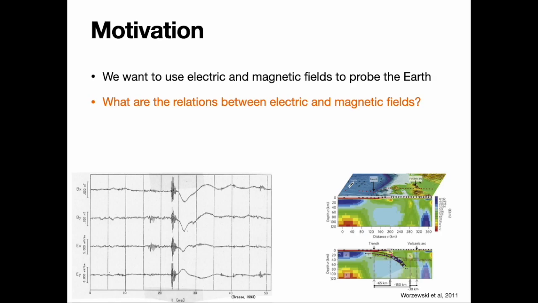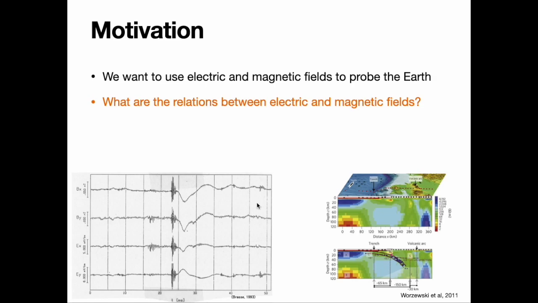So what's the motivation? The motivation is that we want to use electric and magnetic fields to probe the interior of the Earth. So we want to be measuring some quantities, like components of the magnetic field at the surface of the Earth, and components of the electrical field at the surface of the Earth as a function of time. We want to use this information to somehow infer this spatial distribution, variations of resistivity inside the Earth.